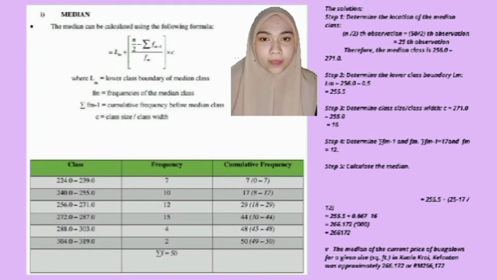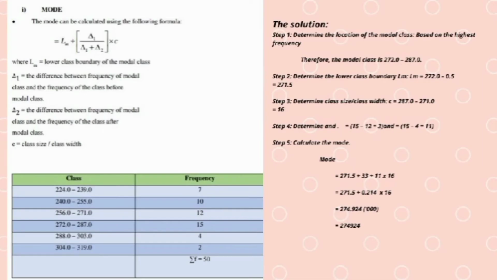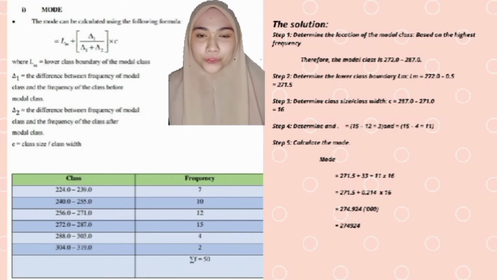For step 4, we determine FM minus 1 and FM. FM minus 1 is 70 and FM is 12. The last step is step 5, which is to calculate the median using the formula on this slide so we can get the answer correctly. From this answer, we can conclude the median of the current price of bungalows for a given size in Kuala Krai, Kelantan was approximately 266.172.